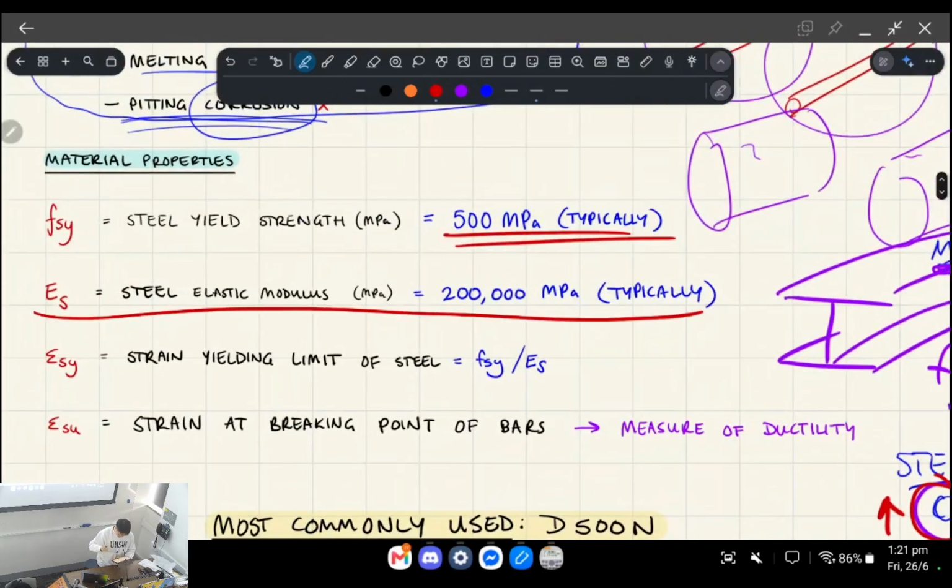But you'll see the same elastic modulus as we saw back in steel structures. So 200,000 MPa is a pretty typical number.